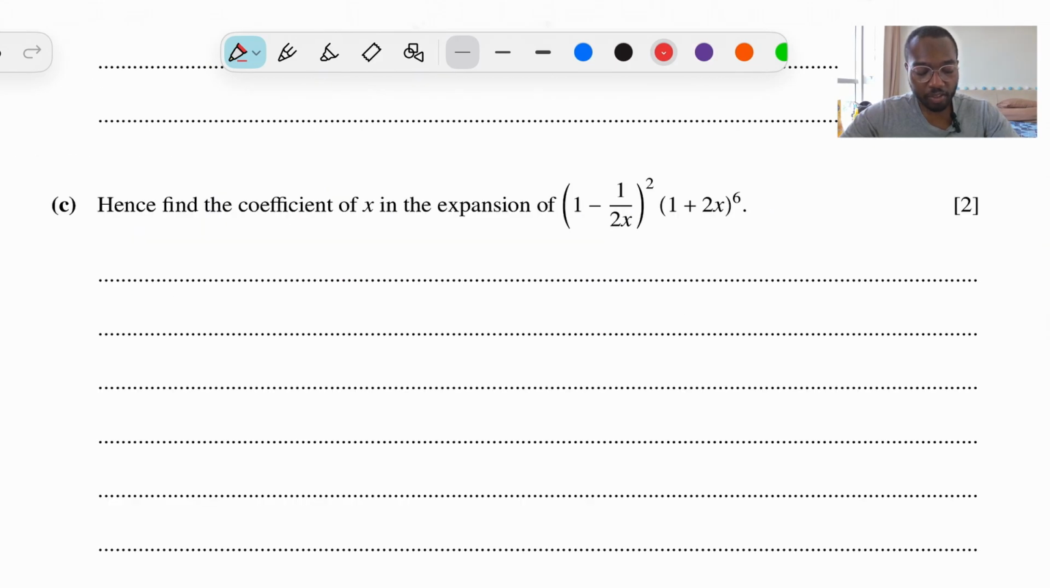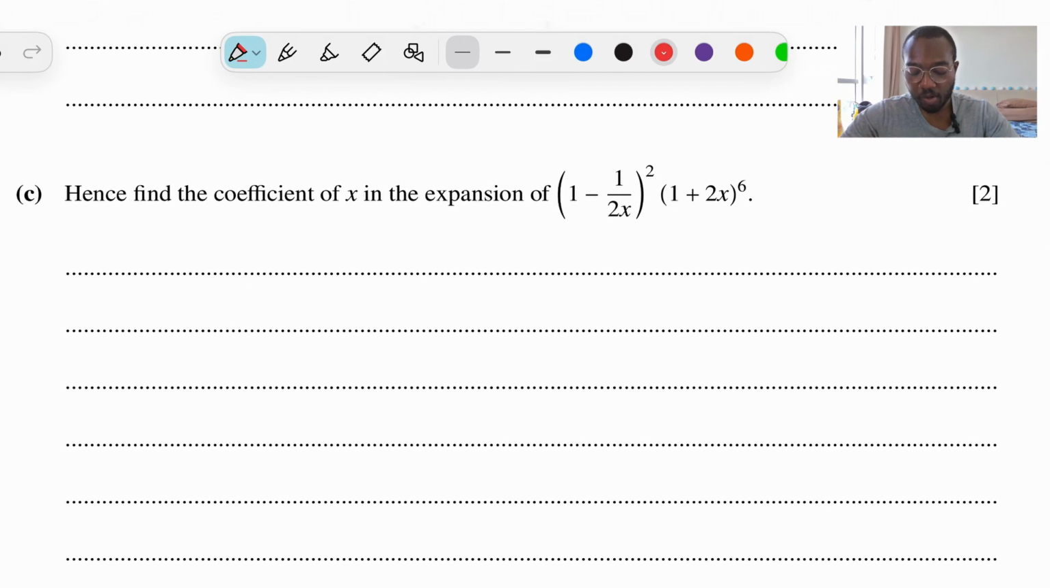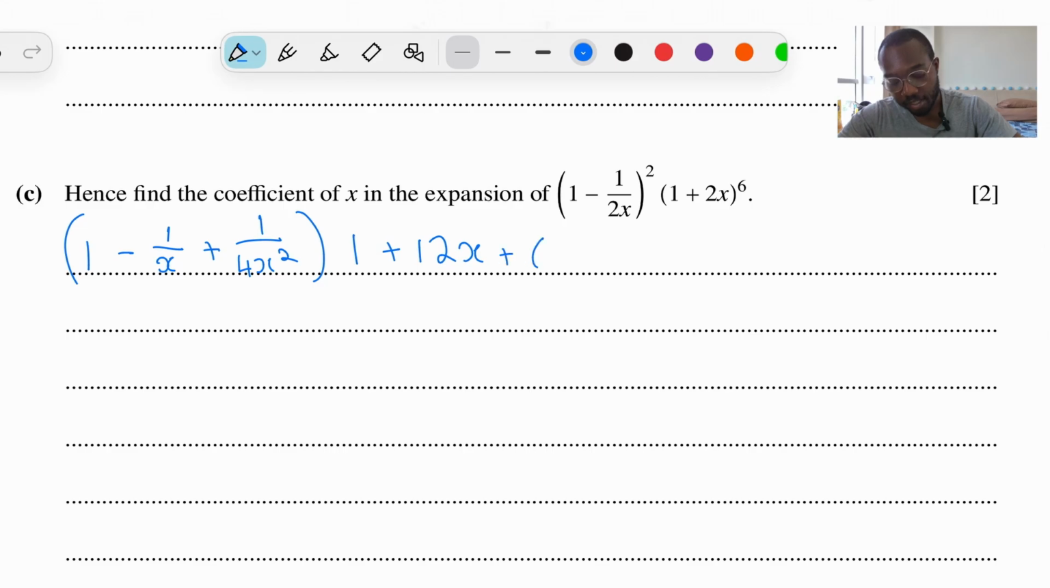And now for the last bit, we need to find the coefficient of x in the expansion of (1 minus 1 over 2x) squared times (1 plus 2x) to the power of 6. So pretty much the two previous answers, we've got to figure out the coefficient of x. So I'm going to write the answers from the two previous questions. So for the (1 minus 1 over 2x) squared, that was 1 minus 1 over x plus 1 over 4x squared. And that is being times by those first four terms of 1b, so that'll be 1 plus 12x, plus 60x squared, and then plus 160x cubed.